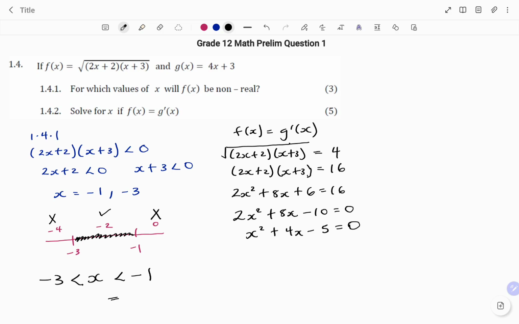If I factorize, I have x plus 5 and x minus 1. Therefore, I have x plus 5 equals 0, or x minus 1 equals 0. Therefore, I have x equals -5, or x equals 1.